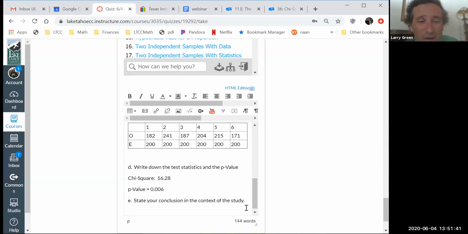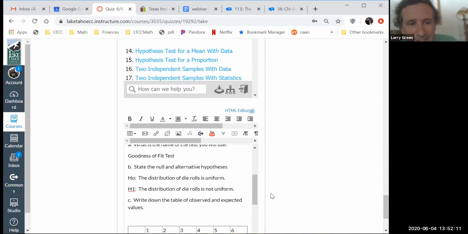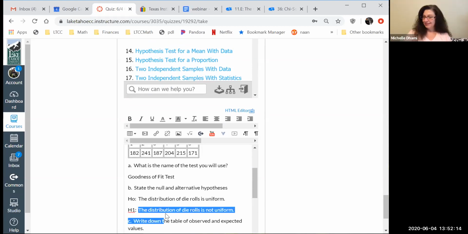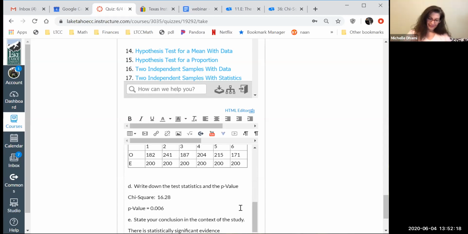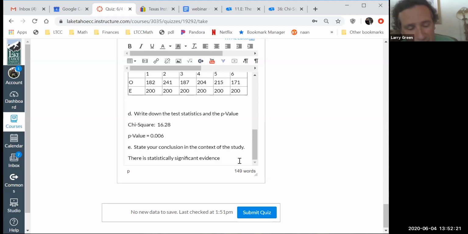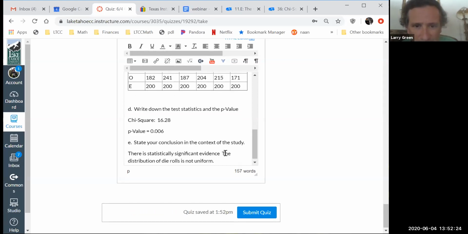Okay, so when we have such a small p-value, what do we say? We say, if the p is low, reject the H0. Okay, keep going, but the first few words: there is statistically significant evidence. And then the easiest thing to do is copy and paste, because you're always finding evidence for H1 or no evidence for H1: that the distribution of die rolls is not uniform.